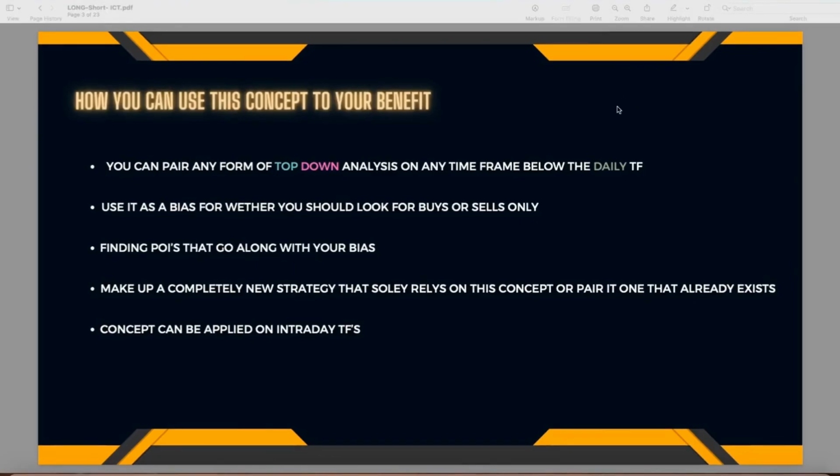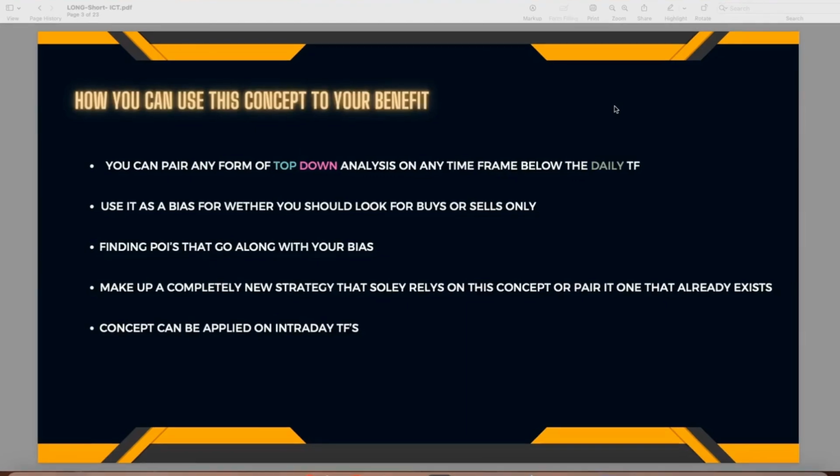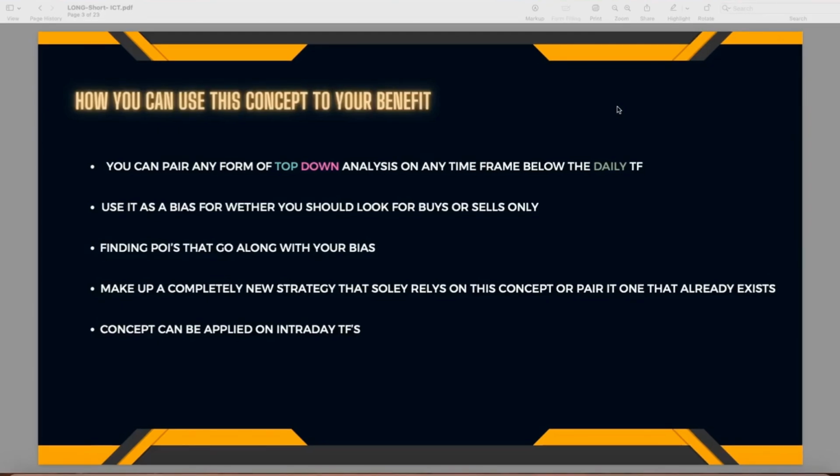The fourth thing, you can make up a completely new strategy that solely relies on this concept or pair it with one that already exists. So if you're struggling on where to start for coming up with a new strategy, this is a good place to start. Or if you already have a strategy, maybe one that you're following from another trader, you can also pair this up with it and hopefully get an extra edge.